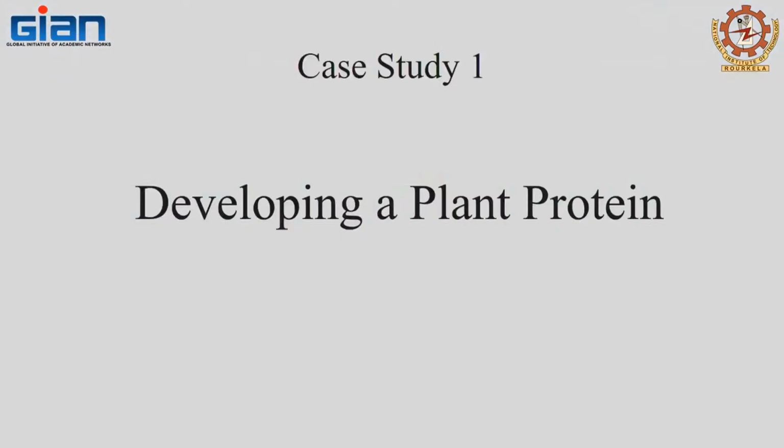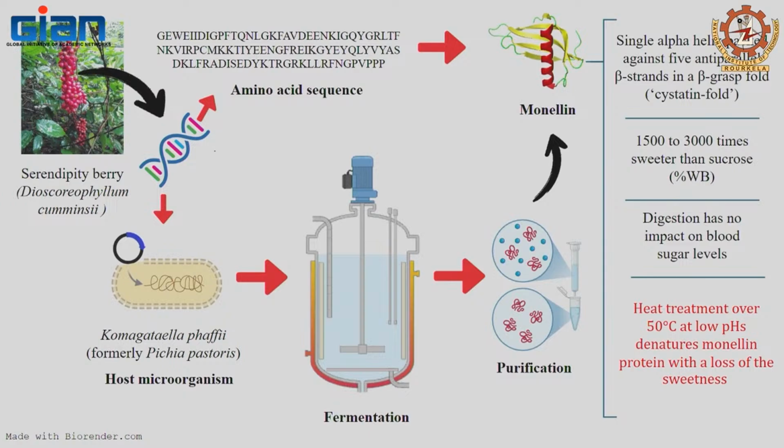So, the very first case study was developing a plant protein. The plant protein that I selected for you all was monellin. Monellin is a sweet protein, which is a single alpha helix packed against 5 antiparallel beta strands in a beta grasp fold. It is actually two different proteins connected to each other, like two amino acid sequences. It can be a bigger protein, it can be a small one. There are monellins with only 50 amino acids, there are monellins with 84 amino acids.